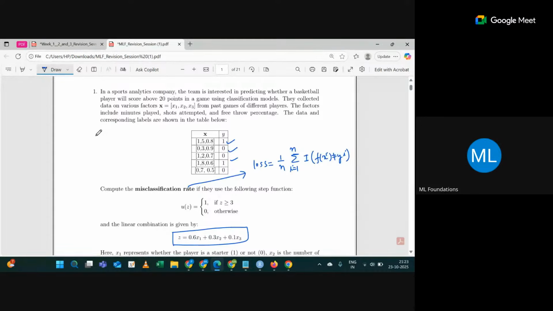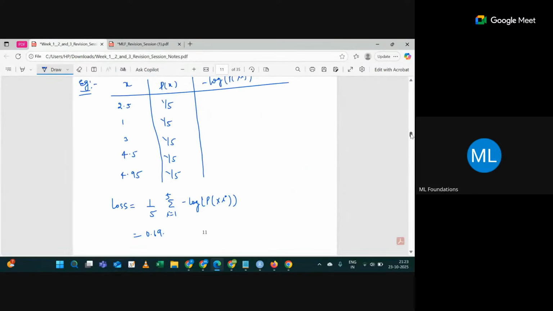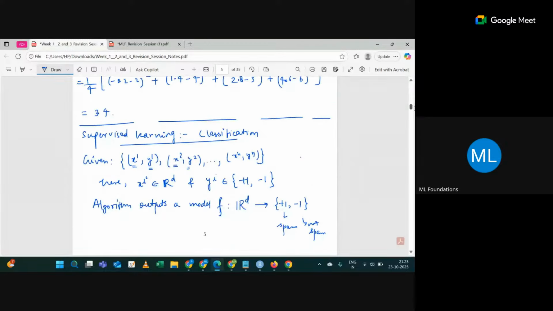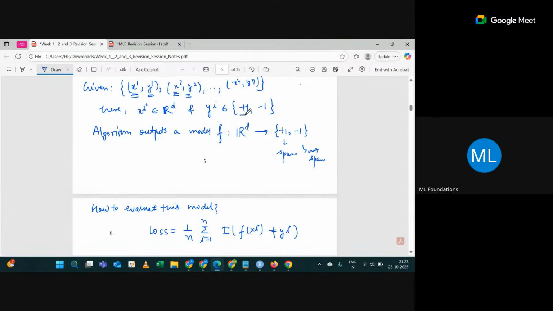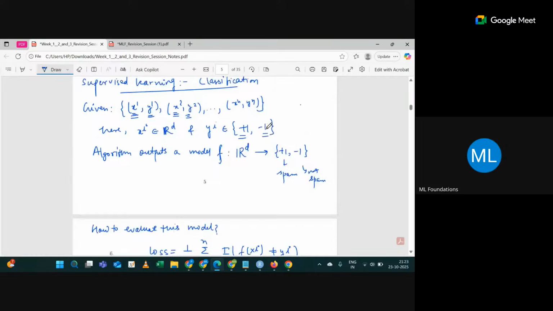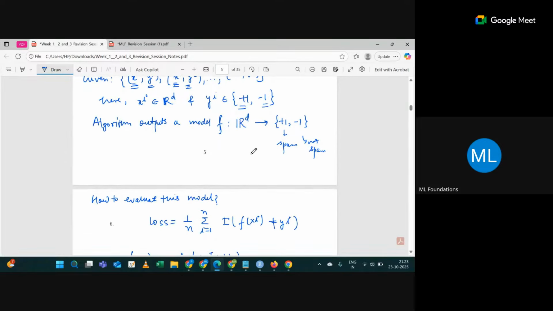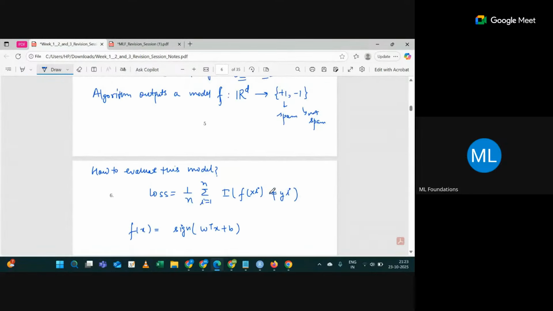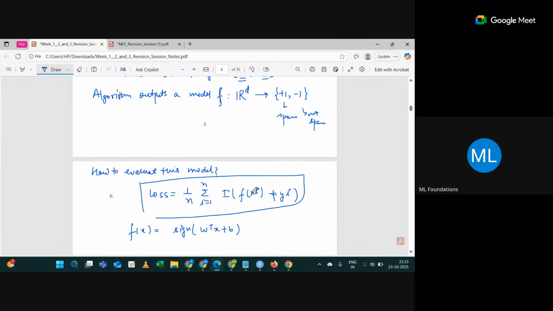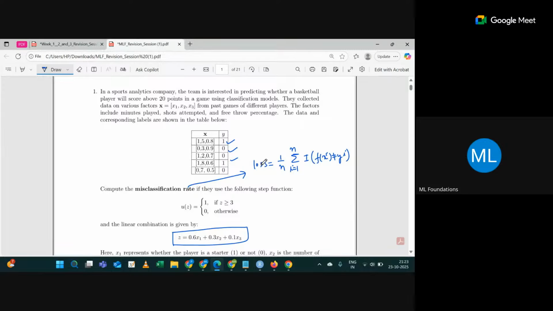So the concept should be clear. You have xi's and yi. As we discussed, in this classification we have input and labeled output, and here the output is 2 classes. What is our goal basically? Our goal is that f of xi should be approximately close to yi. So we want to see the loss for the given model: 1 upon n summation over i, basically the misclassification rate. So just solve this and let me know what is the answer.